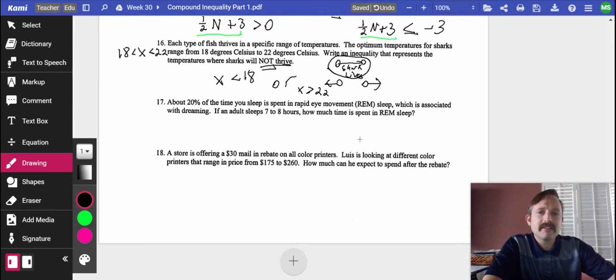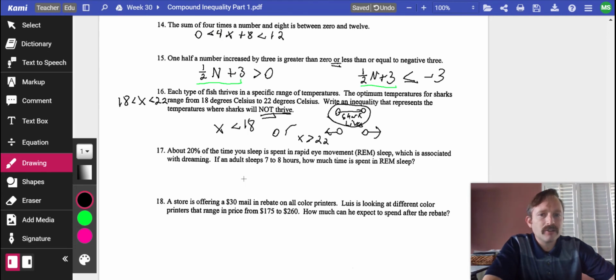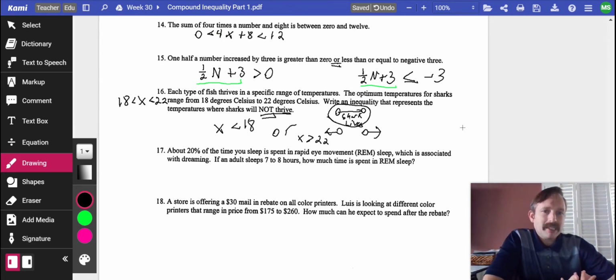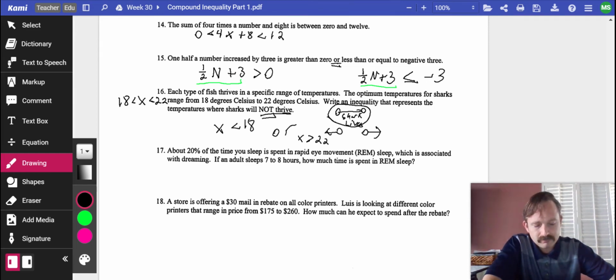About 20% of the time your sleep is spent in rapid eye movement, REM sleep. Okay, we want to care about that, which is associated with dreaming. If an adult sleeps 7 to 8 hours, how much time is spent in REM sleep? Okay, well, give me a second here.